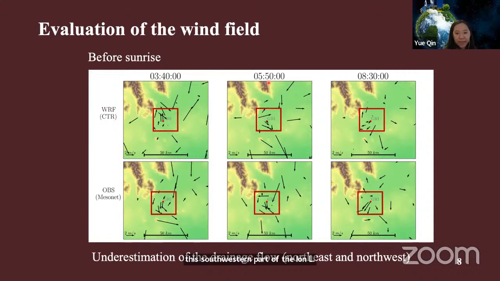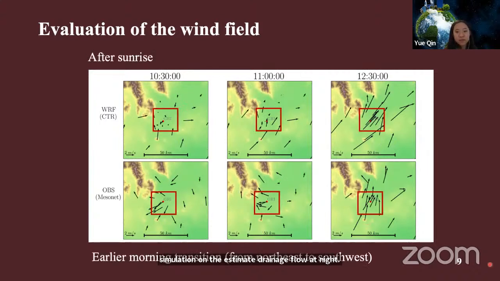At 5:50 a.m., the model develops a down valley wind at GREE, our flux tower, and downslope flow in the northwest INL, but it's weaker than the observed. At 8:30, most stations in southwest INL are dominated by downslope wind from the northeast, while the model underestimates the wind speed. So in general, it's found that the numerical simulation underestimates drainage flow at night.